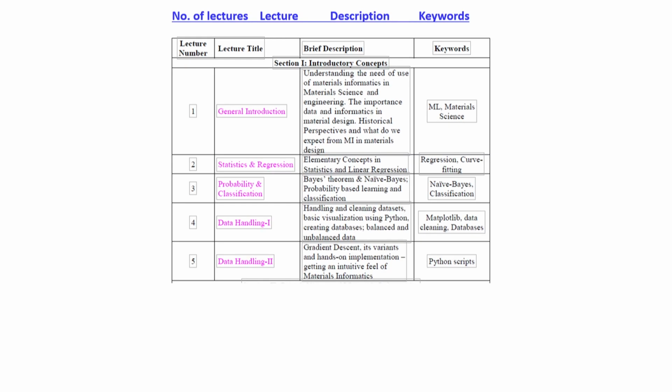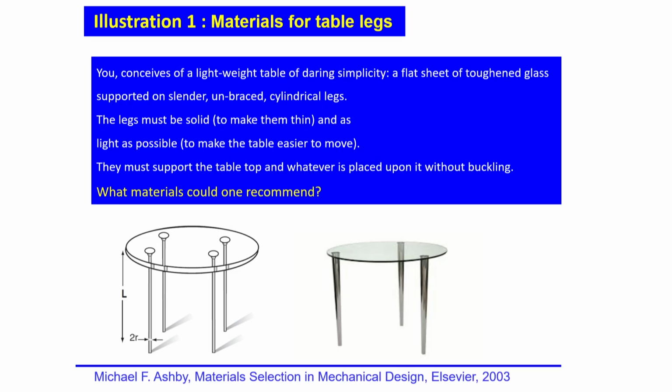As part of this general introduction, we first have to discuss why material discovery is important and how material informatics can play a very important role in accelerating material discovery, that means making it happen at a much faster rate. Slowly we will build into the machine learning models or machine learning aspects of these. The first example I gave you was on the materials for table legs.